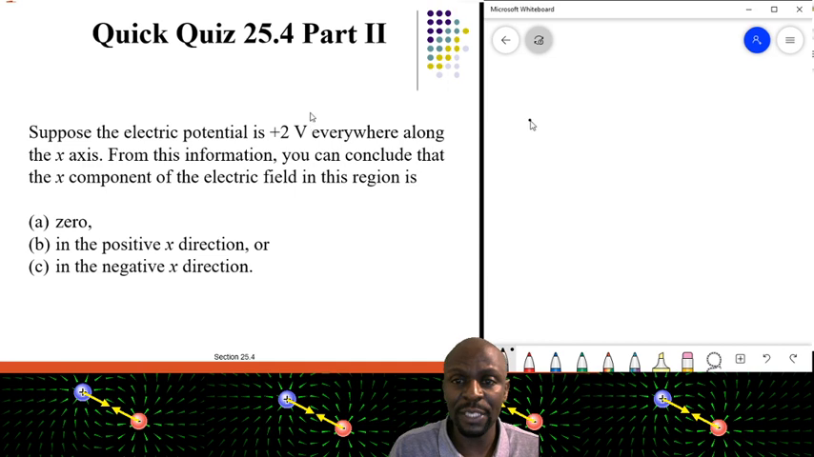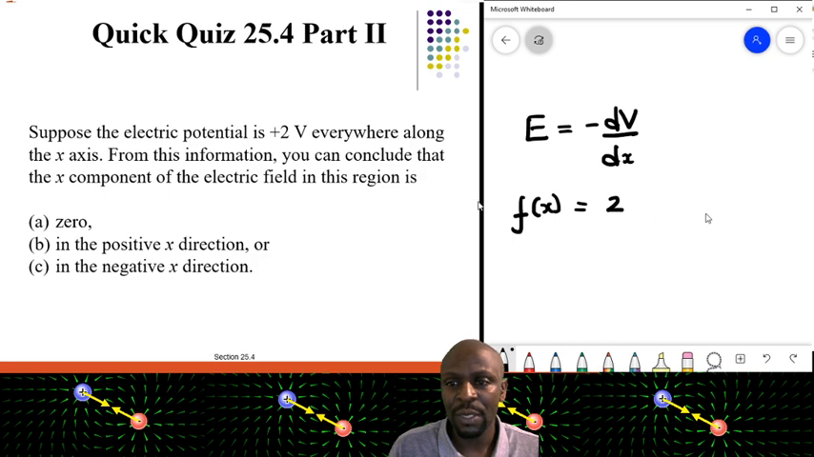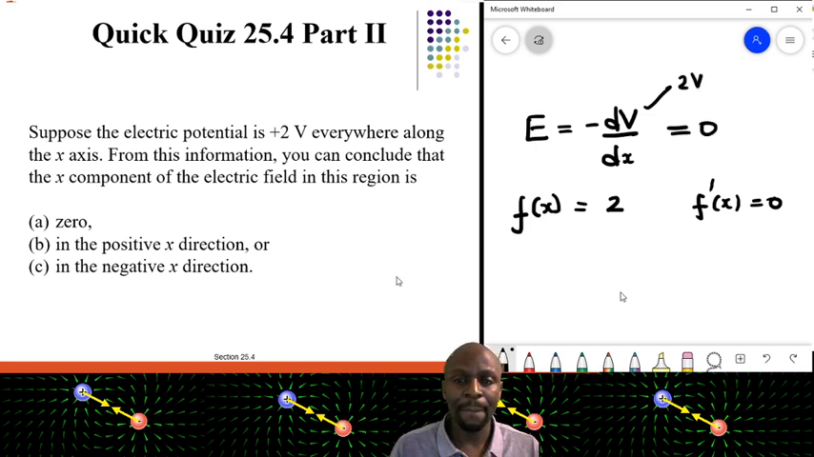Now, the electric field is just the negative derivative of V with respect to x. If V is constant, the derivative of a constant is just 0. For example, you remember in your maths class, when the function f of x is equal to a certain constant, say 2, and I ask you for f prime of x, you always have 0, because this is just a constant. There's no x in this. So as a result, if V is constant, for example 2 volts, the electric field will just be 0, just like here.